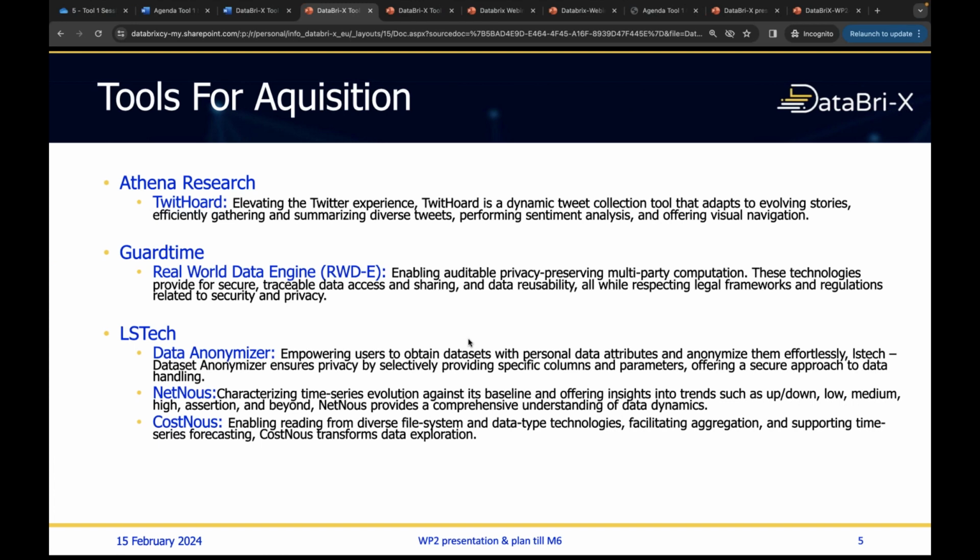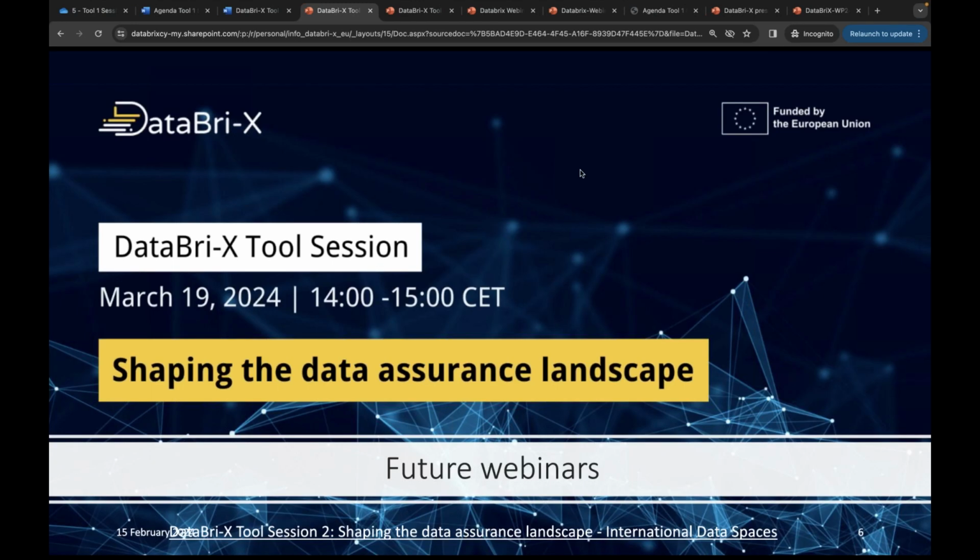I would like to point out, at the end of our session today, the next session that we will have, where we'll look into the next phase of the data life cycle, the assurance. We will look into shaping the data assurance landscape with new tool presentations, and this will take place on the 19th of March at 2 p.m. Central European Time.